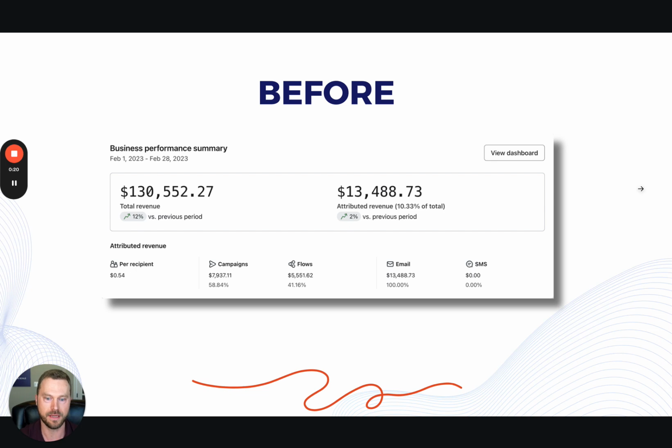So here is a screenshot of before we started working with them. We've been working with this client for a while. And you can see whenever we first got a hold of this account, their attributed revenue was at 10%. So 10% of their total revenue came from email marketing, and it was pretty evenly split between campaigns and flows. They already did have some existing flows that were doing pretty well, at least for what was there. And they were sending campaigns on a semi-regular basis. They were kind of inconsistent at times, but we'll get to that a little bit later here.